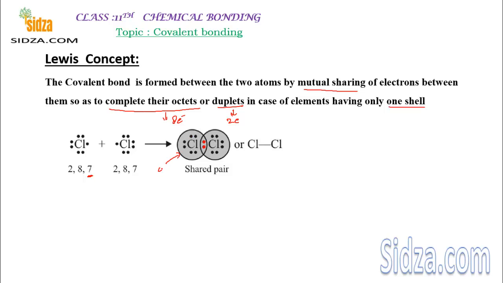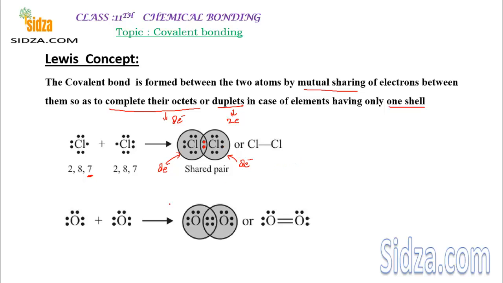So that means the octet of this chlorine atom is now complete. At the same time, you can see there are 6 electrons here, and this electron pair is actually shared by the two atoms. Again here for this chlorine atom, its octet is complete, right? So that's why a covalent bond is formed, to complete their octet or to complete their duplet in case the element has only one shell.